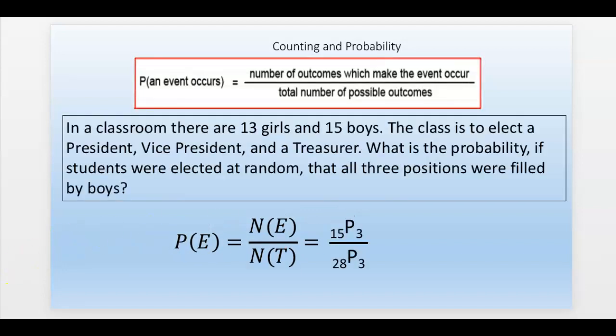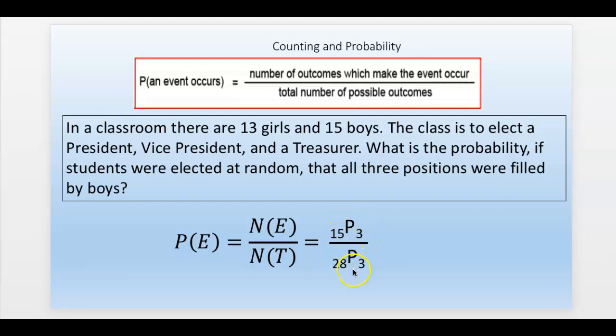All right, the next problem I want you to learn is the one about the classroom with the boys and girls, where they're picking a president, vice president, and treasurer. So order does matter. This is a permutation problem, and it's a ratio of 2 permutations. The top permutation just looks at the boys, because in this problem, we're saying that all 3 positions are filled by boys. Now be aware, if they want the girls, all 3 positions filled by girls, then you have to use the girls. Right now we're talking about the boys. So out of 15 boys, how many ways can I arrange 3 of them?